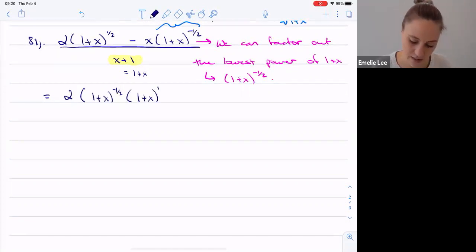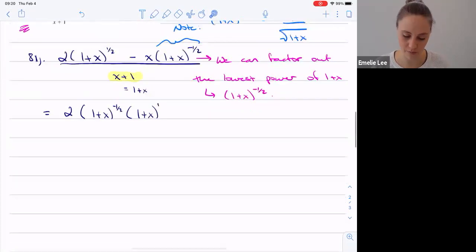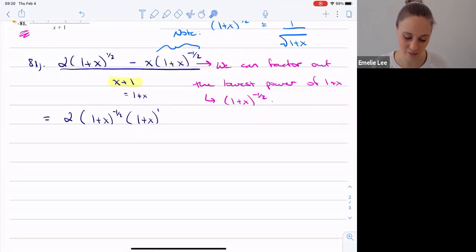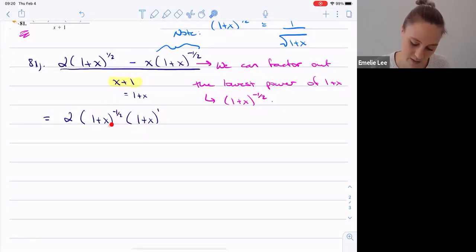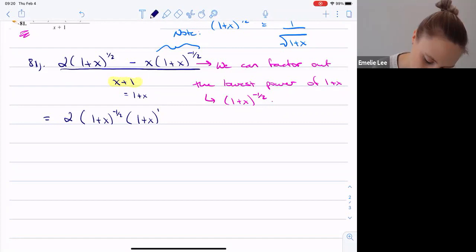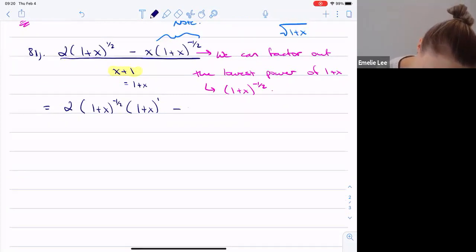And then I'll emphasize that this is to the power of 1 here. You should always make sure, convince yourself, that what you're doing makes sense. Negative 1/2 plus 1, because I have the same base, is 1/2. Okay, good. I haven't actually changed the value, I've just changed what it looks like. So now I've got this extra factor of (1+x)^(-1/2).